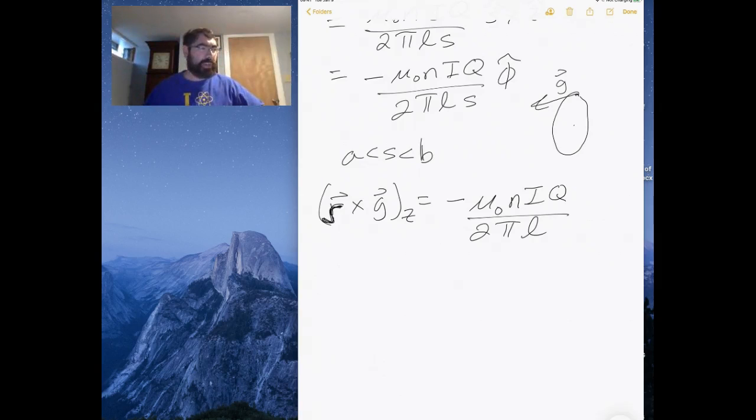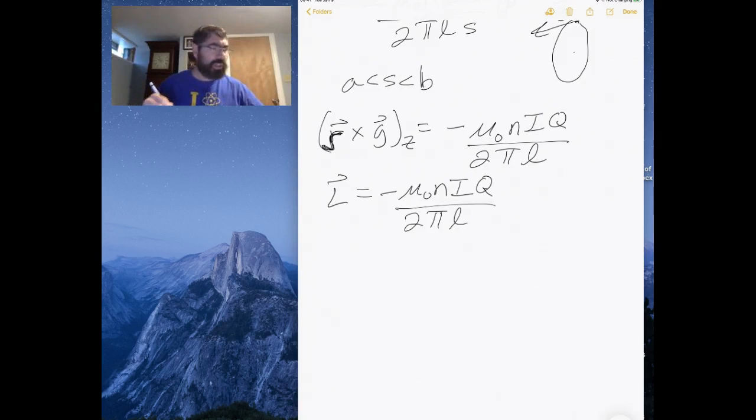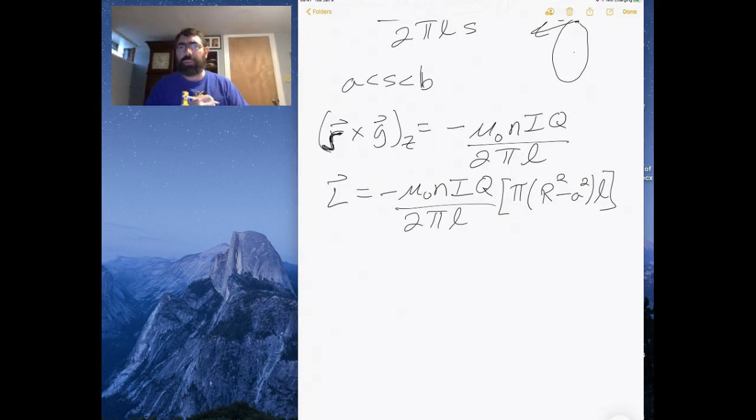If I now multiply by the volume, I would get the total angular momentum, not the angular momentum density. So I would essentially multiply this quantity, minus mu naught n I q over 2 pi L, times the volume, which is pi times r squared minus a squared times L. That's the volume of my cylinder.